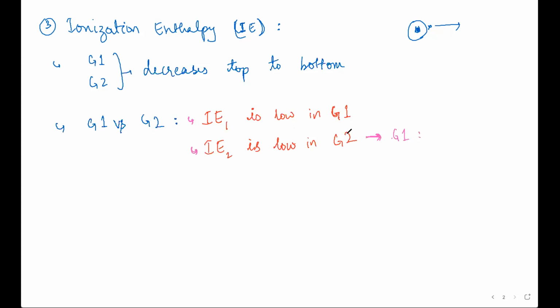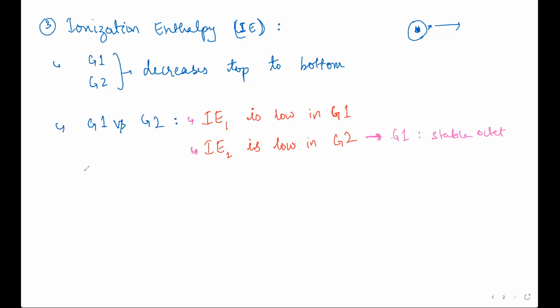But in the case of group 2, on removing the second electron, they are going to attain the stable noble gas configuration. They're going to get the octet configuration, which is why they require less energy to remove that electron. And so IE2 is lower in the case of group 2 as compared to group 1.